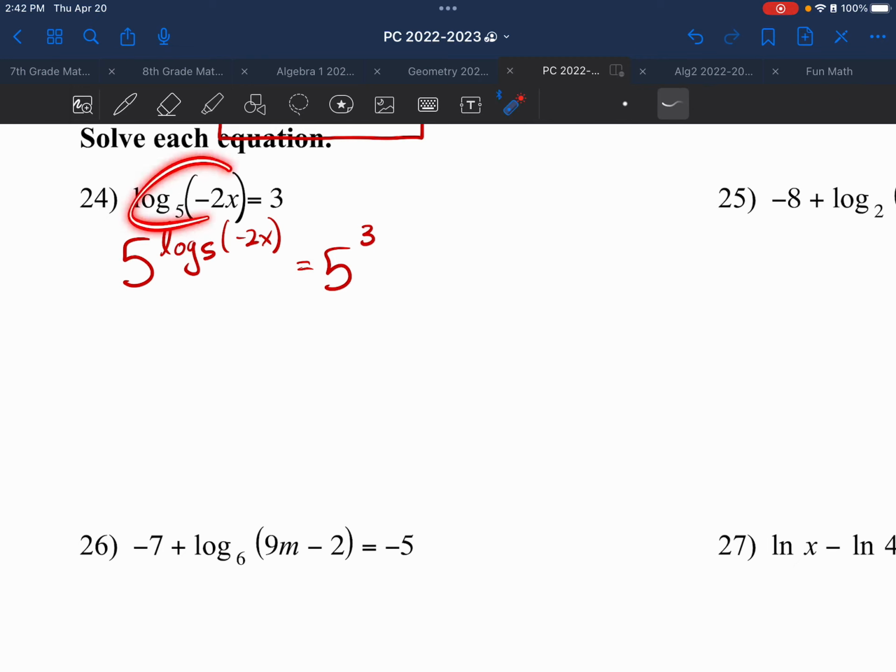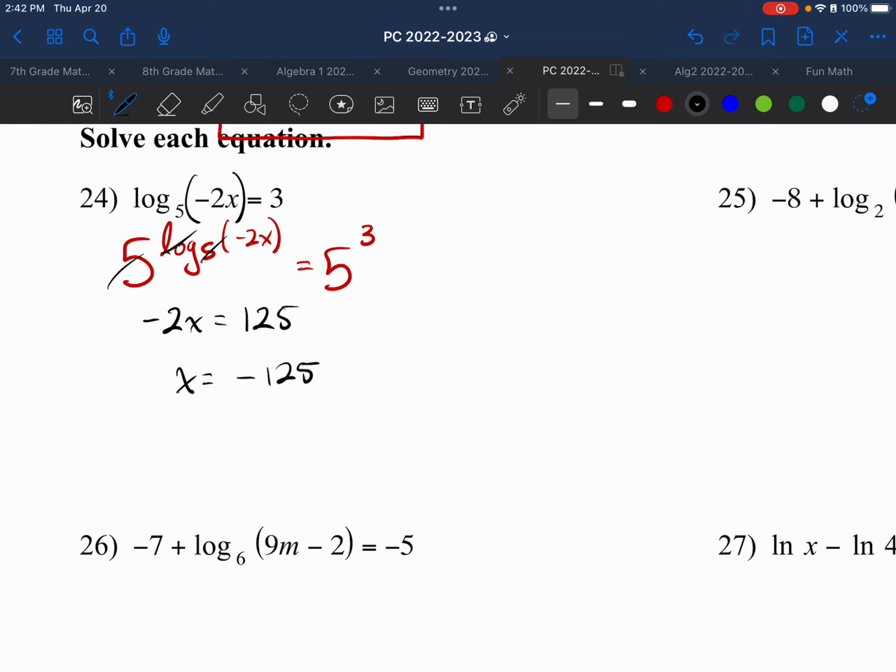Again, these became the new powers, right? That's a power, that's a power. And what's supposed to happen here is cancel, cancel. I want to change it to a different color so it pops out. Cancel, cancel, cancel. And I have now -2x is equal to 5 to the power of 3, which I guess I can just say is 125. And then finally divide both sides by -2, and x is equal to -125 over 2.